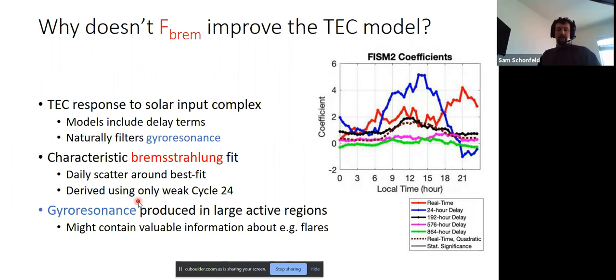And the last thing, of course, is that gyroresonance is produced in large active regions, and therefore, including it in a model like this might actually have value, even though it's not directly related to EUV input. So for example, large active regions are going to be more likely to produce large flares, which are going to have impacts on the TEC, even though they may not be captured during an instantaneous measurement of F10.7 or even EUV. So having that information about active region scale encoded in the signal may actually have value in determining the atmospheric response.